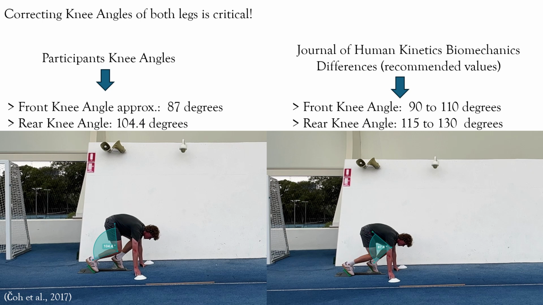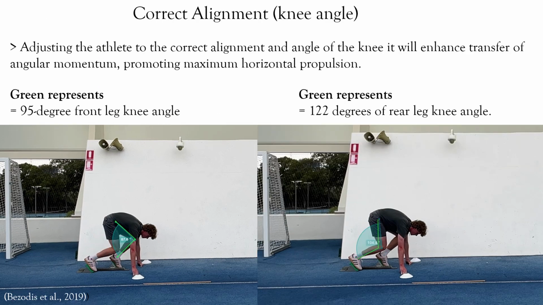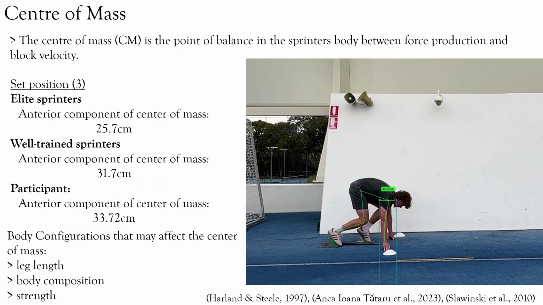As the participating athlete shows a 104.4 degree angle for their rear leg, it is slowing down their ability to gain explosive force, power and force, decreasing their time when exiting the blocks. In the diagram, the green highlights the correct alignment where the rear leg should be to achieve maximum acceleration out of the blocks. From focusing on the athlete's degree and angle of the knee, it will enhance transfer of angular momentum, promoting maximum horizontal force.